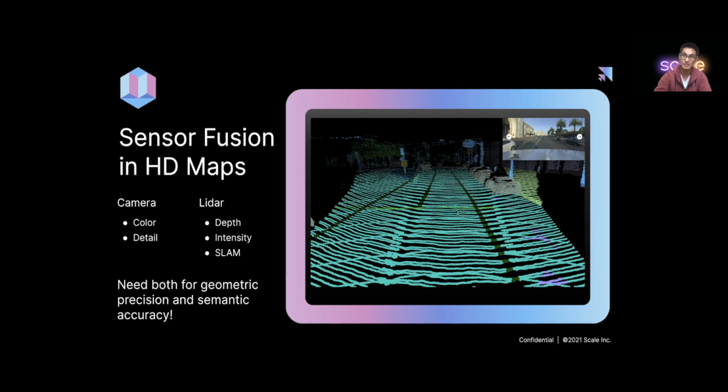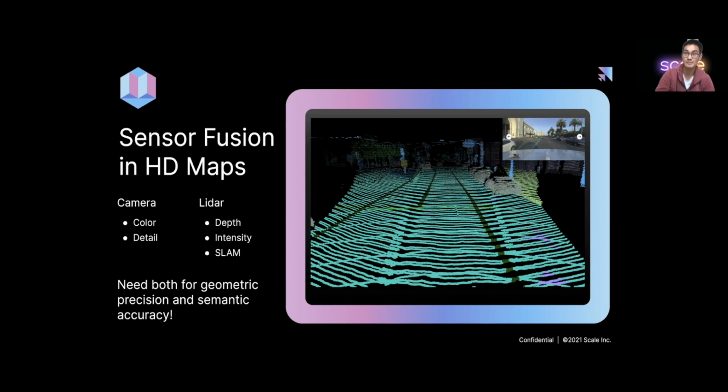Cameras excel at continuously capturing full color, high resolution images, and they're also comparatively cheap. Color in particular is extremely important to mapping, as you might have noticed in some of the videos Mar showed earlier. When you're looking at lane lines or signs, you really need color to get the full semantic accuracy, and these are important parts of any good HD map.